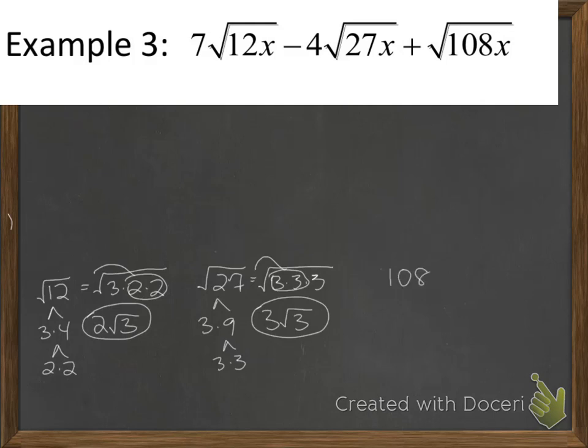All right, then we have a large number here, right? We have 108, so let's divide that by 2. Well, that's 2 times 54. 54 is 6 times 9. 6 is 2 times 3. 9 is 3 times 3.